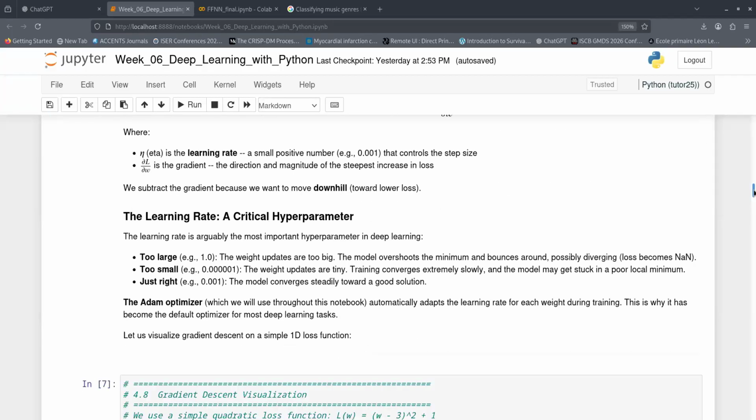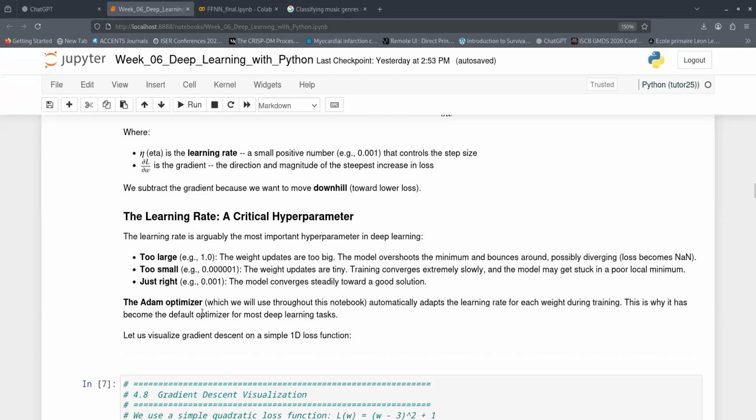As for the learning rate, when you have 1, it's too large. When it is too small, it's like 10 to the power minus 6 or minus 7. It can be just right if it's around 10 to the power minus 3 or minus 4. This will bring your model to converge steadily toward a good solution.